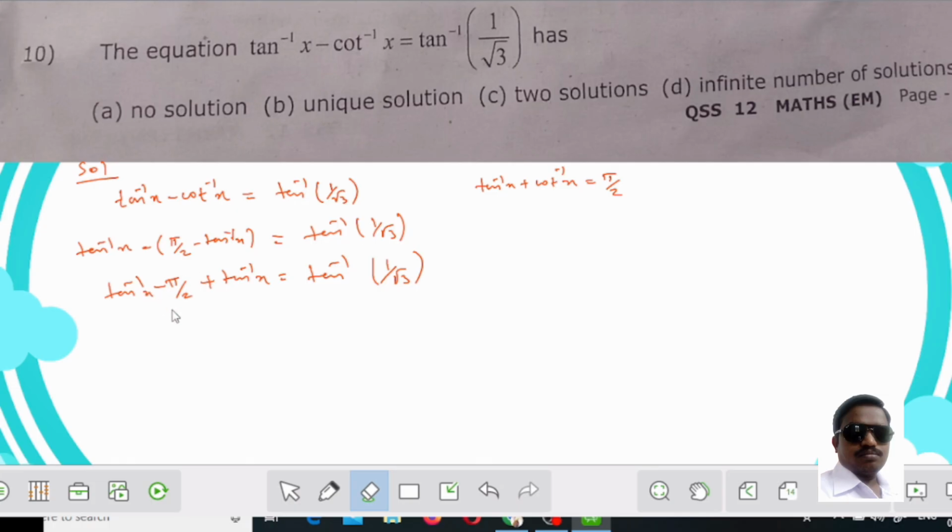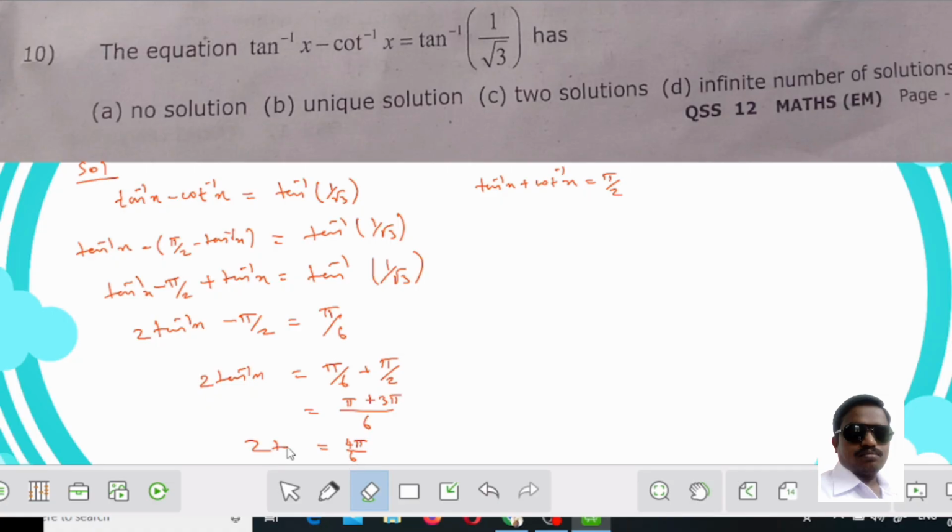Tan inverse x plus tan inverse x will become 2 tan inverse x minus pi by 2 equal to tan inverse of 1 by root 3. The value of tan inverse of 1 by root 3 is pi by 6. So 2 tan inverse x minus pi by 2 equals pi by 6. If you move minus pi by 2 to the right side, it becomes plus pi by 2. For 6 and 2, 6 is the LCM. 6 into 1 is 6, pi into 1 is pi in the numerator, and 2 into 3 will be 6. So if you multiply by 3 in the numerator, this will become 3 pi. So 4 pi by 6.